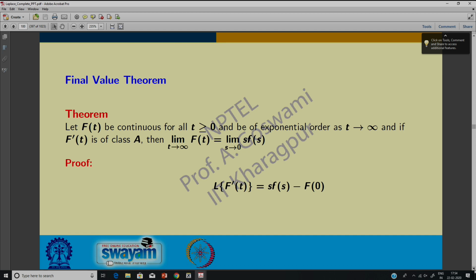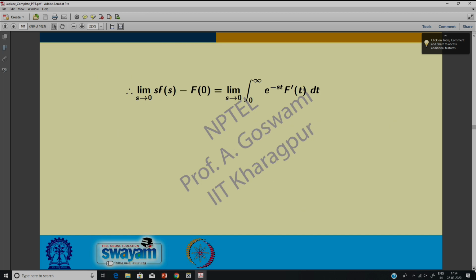So, for the proof, you know that the Laplace transform of f dash t equals s F s minus f naught. This we have already proved earlier. Then the Laplace transform of f dash t is nothing but the integral from 0 to infinity of e power minus s t f dash t dt. Now, taking limit s approaches 0 on both sides of the given equation, on the right hand side the limit can be taken inside, and the limit of e power minus s t as s approaches 0 is 1. So, it is nothing but the integral from 0 to infinity of f dash t dt.